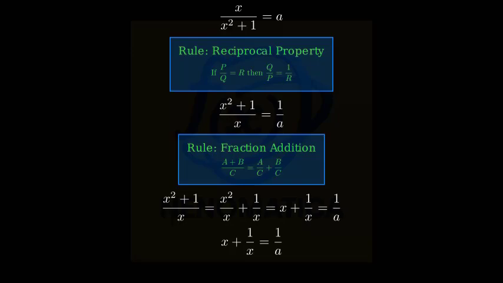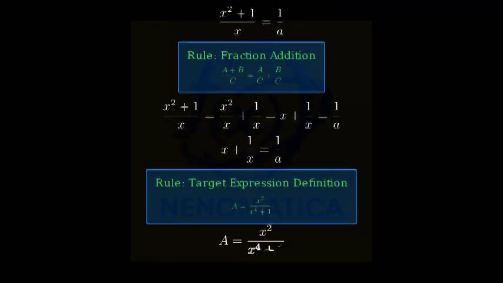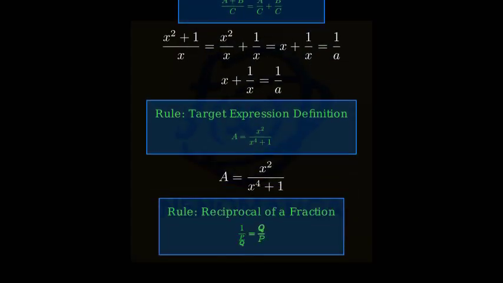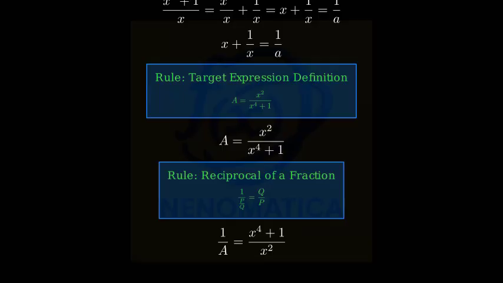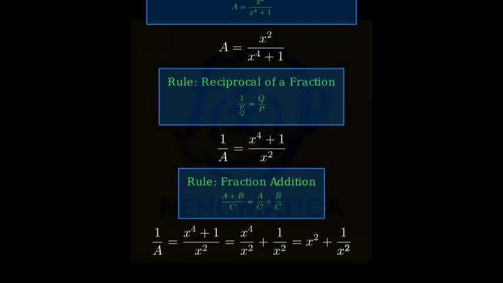Let's define the expression we're trying to find. Let a equal x squared divided by x to the fourth plus 1. Let's first find the reciprocal of a. 1 over a equals x to the fourth plus 1 over x squared. Let's expand this fraction. 1 over a equals x to the fourth over x squared plus 1 over x squared. This simplifies to x squared plus 1 over x squared.